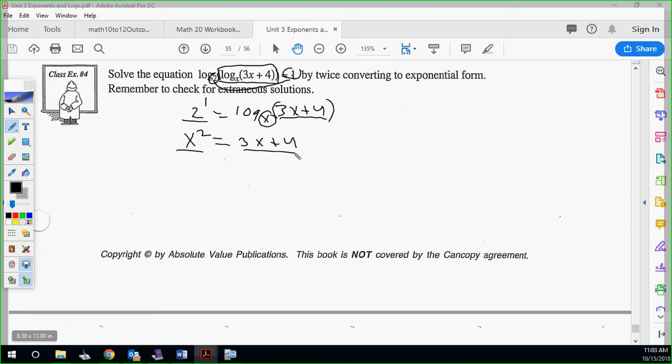So now we're just going to minus those over and factor. X squared minus 3x minus 4 equals 0. X minus 4, x plus 1. Yes, plus 1, thank you. So that means 4 we're looking at, and negative 1 we're looking at.